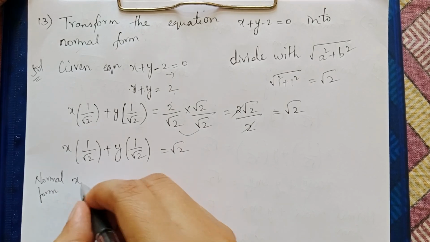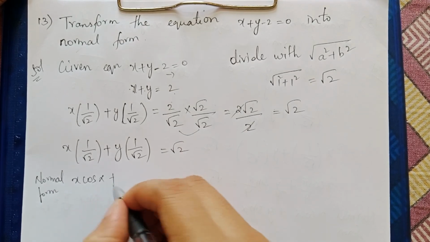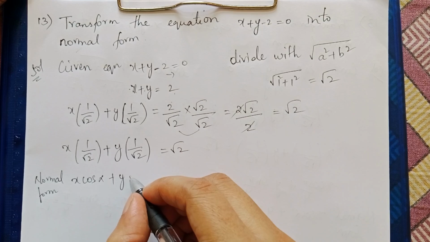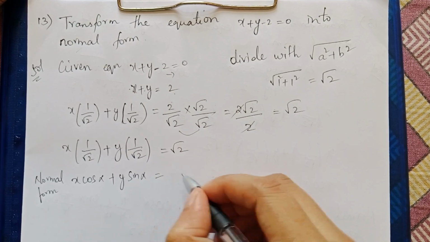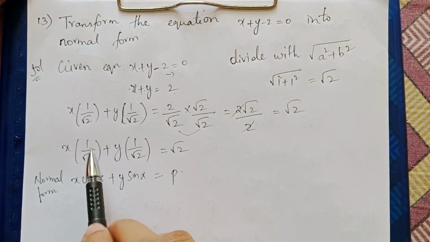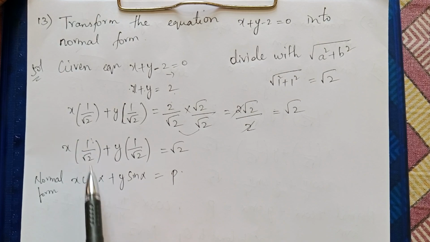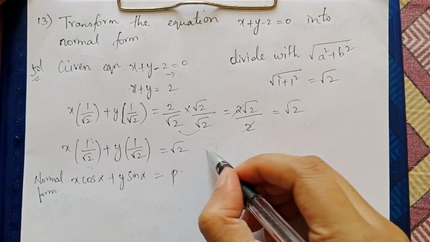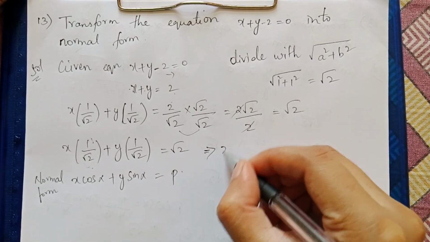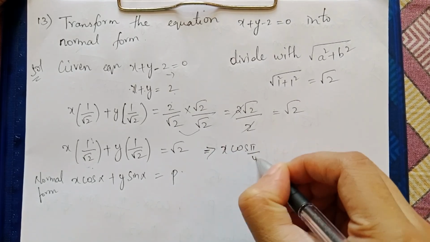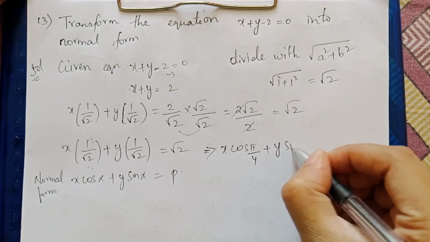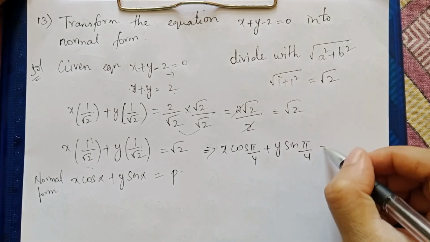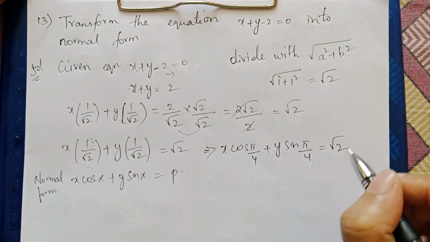So this is in the normal form, which is x cos alpha plus y sin alpha is equal to p. Here alpha will be an angle, so cos 45 degrees is 1 by root 2 and sin 45 degrees is also 1 by root 2. So this can be written as x cos pi by 4 plus y sin pi by 4 is equal to root 2.